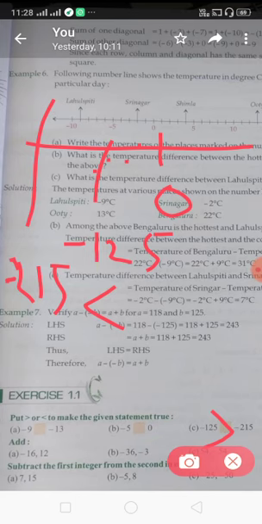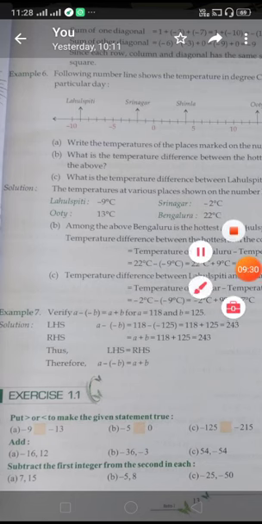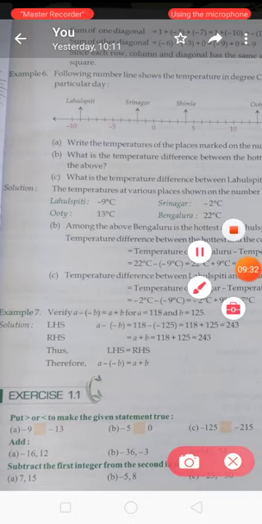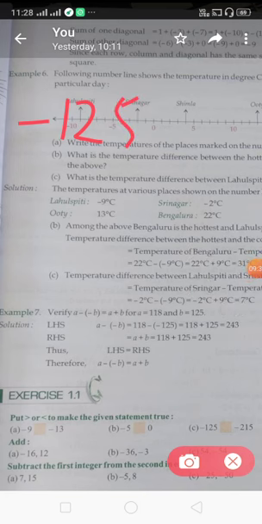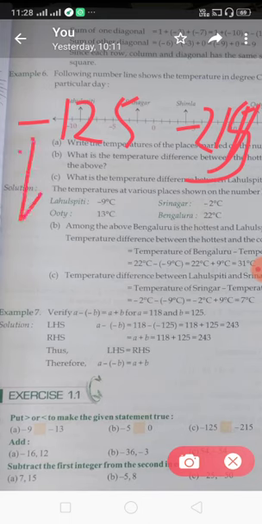Now one thing, this question we want to discuss by another method also. Suppose this is written minus 125 and here is written minus 215. If we think these signs are not present, neither here nor here, so what is written here? 125 and 215.